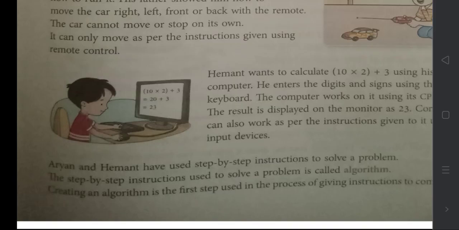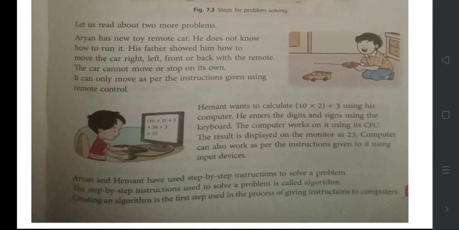Creating an algorithm is the first step in the process of giving instructions to the computer. It is the first step where you have to think and make a list. The same way, if you want to go to the market, your mother thinks what all has to be purchased: I want onion, I want tomatoes, I want brinjal. She prepares a list and goes to the market. The same way, before generating any process in the computer, you have to make this algorithm, that is, a stepwise thinking list.